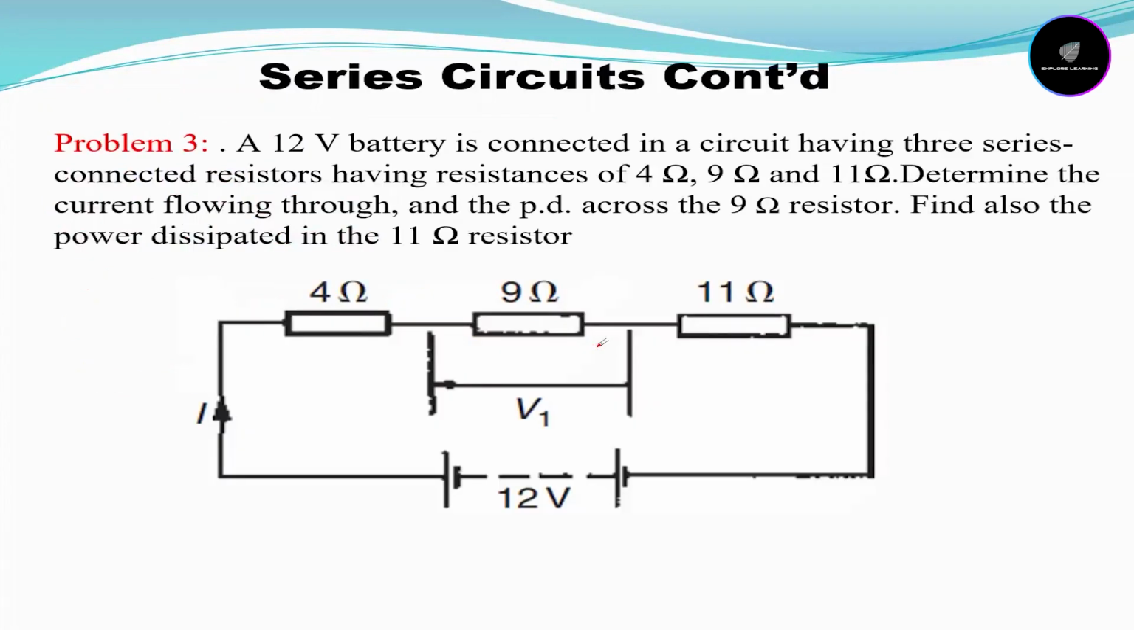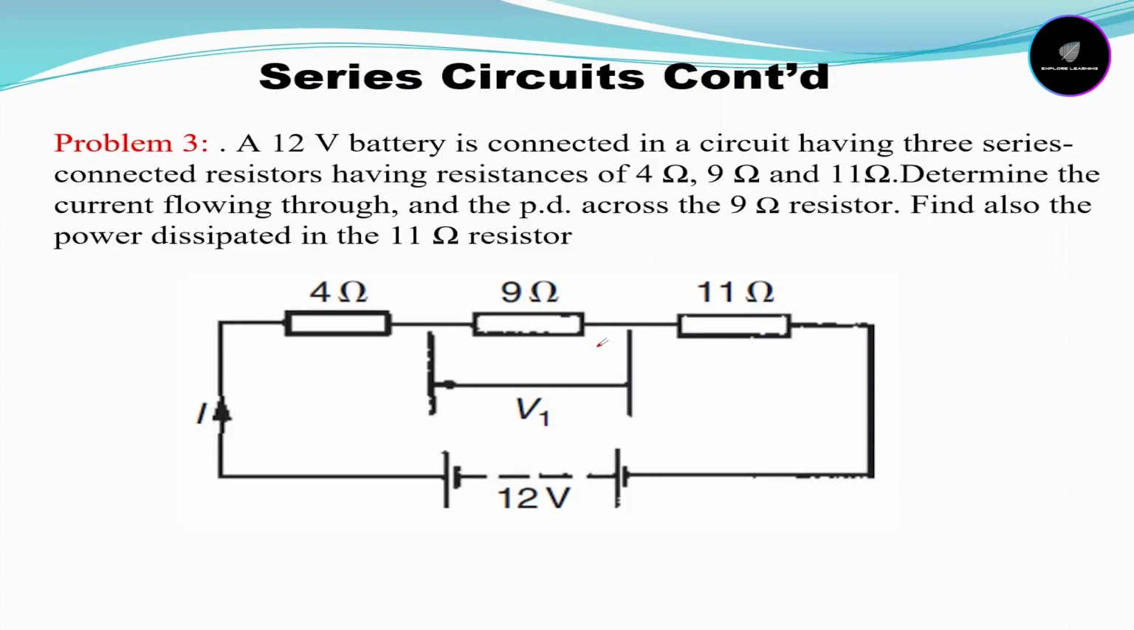Let's consider the third exercise. A 12-volt battery is connected in a circuit having 3 series connected resistors, having resistance 4 ohms, 9 ohms, and 11 ohms. Determine the current flowing through and the potential difference across the 9 ohms resistor. Find also the power dissipated in the 11 ohm resistor.